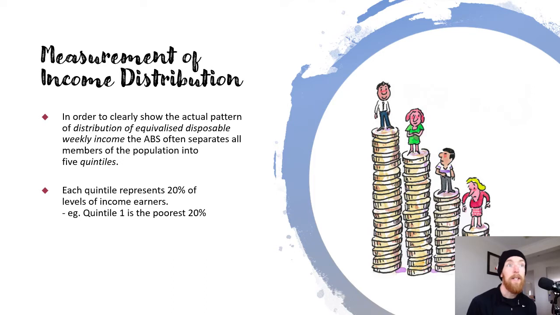So in order to clearly show the actual pattern of the distribution of equivalized household income, the ABS often separates members of the population into 5 quintiles that we talked about before. So each quintile represents 20% of all income earners. So quintile 1 is the poorest 20%. Why this is important is it's going to come into play later on when we look at the Gini coefficient and how we get the Lorenz curve, which all these words are meaningless to you right now, but they will mean something later.